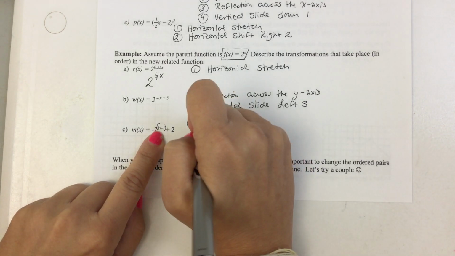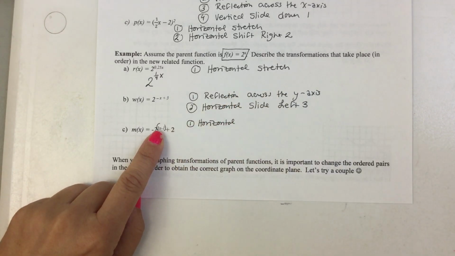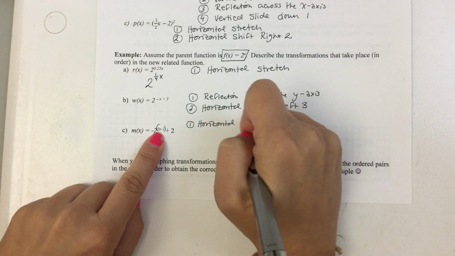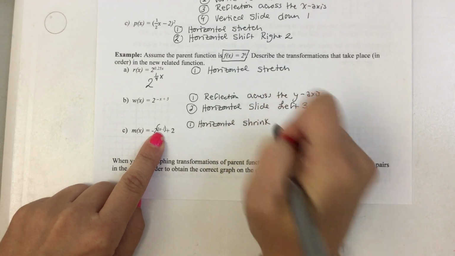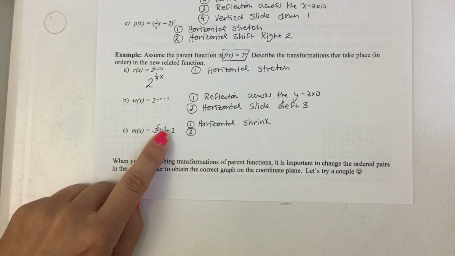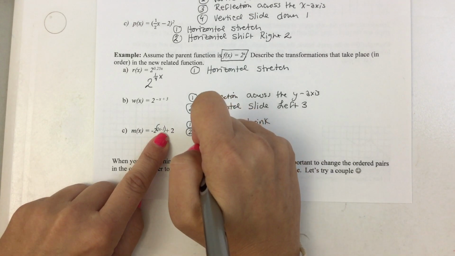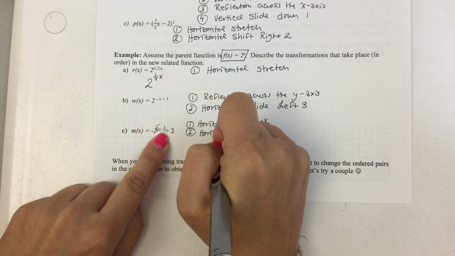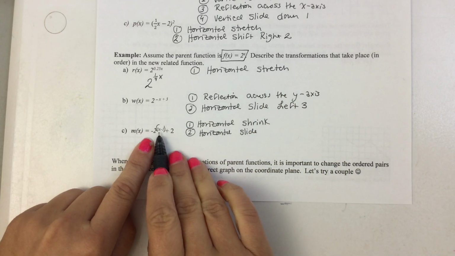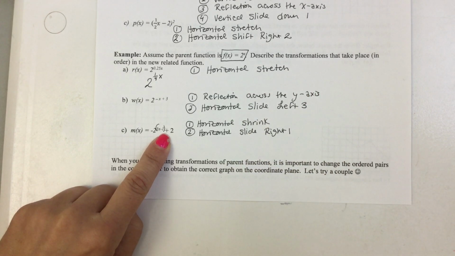So multiplication, it's a horizontal. If it's horizontal, you need to do the reciprocal. The reciprocal of 3 is 1/3. 1/3 is less than 1, so that is a horizontal shrink. Number 2, staying with the x, because technically it's in parentheses. It is adding and subtracting, so it's a horizontal slide. The formula is a minus. It remained a minus, so I am going to the right one.